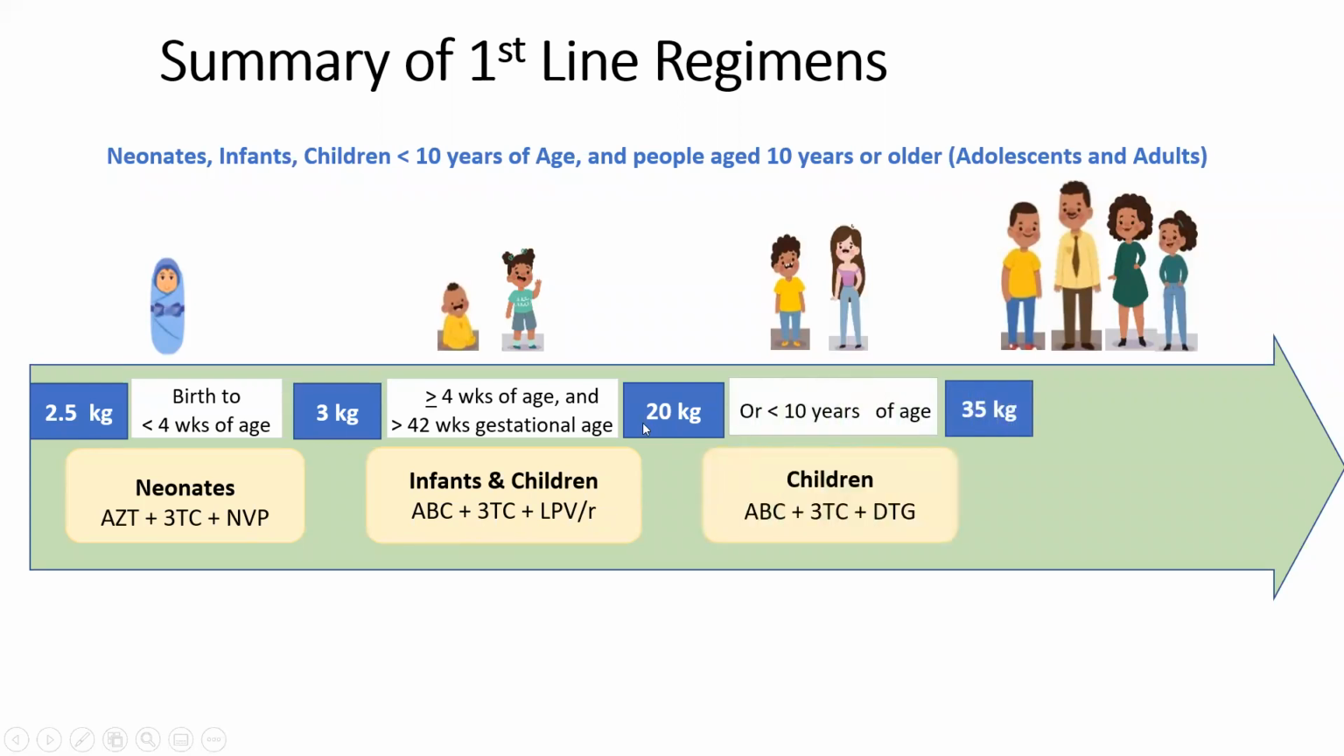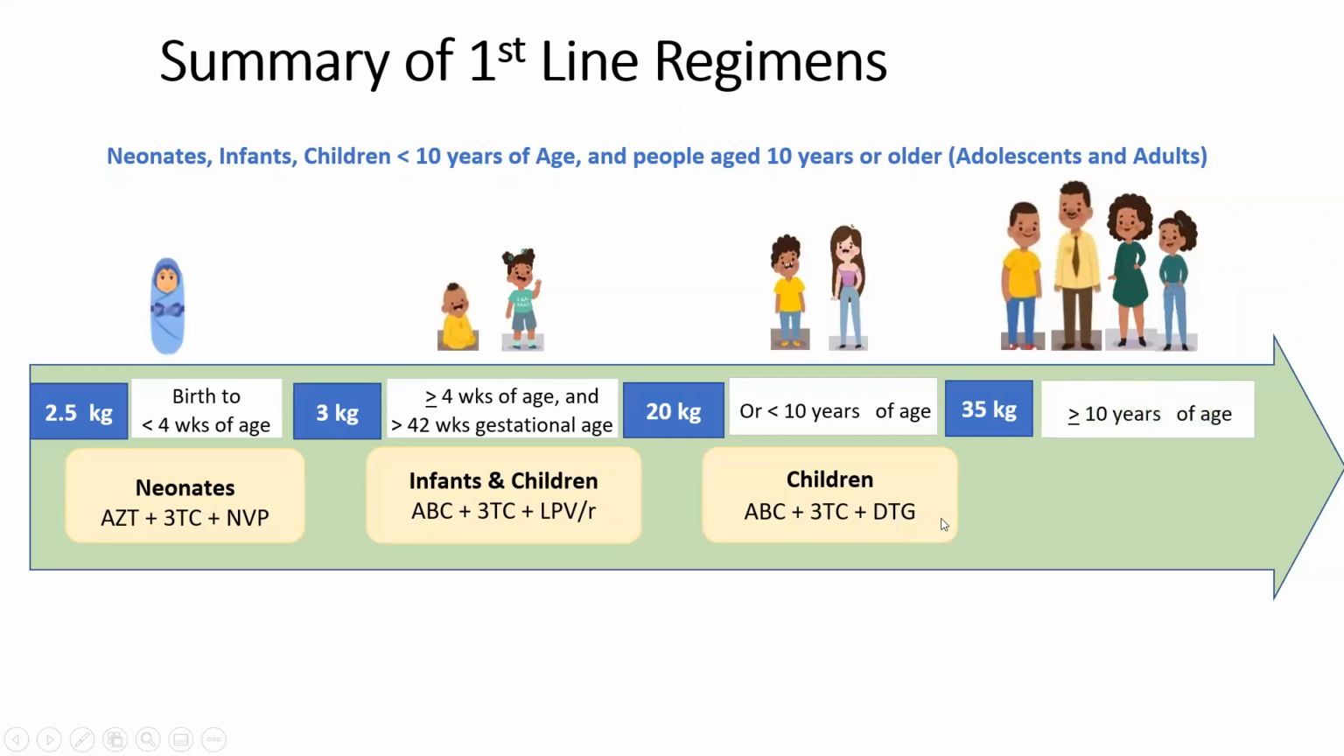But now, when these children gain weight and their weight equals 20 kg or more, they can qualify for DTG. Now remember, this is unlike the earlier change. Because you're changing one drug, you have to look at their viral load. They have to be suppressed for them to be changed to DTG. So the moment they gain 20 kg, they qualify for DTG.